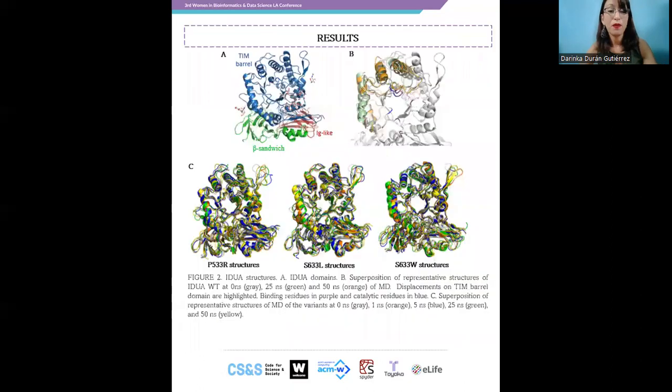To assess the impact of some variants on the binding of a natural substrate and a synthetic substrate, a 15 nanosecond molecular dynamics run was carried out, and subsequently, molecular dockings were performed with representative structures of IDUA wild type and the variants serine 633 leucine, proline 533 arginine, and serine 633 tryptophan, which are related to the mild, intermediate, and severe phenotypes of MPS 1, respectively, at different times of molecular dynamics. These variants have the peculiarity of being located outside the catalytic site of IDUA.